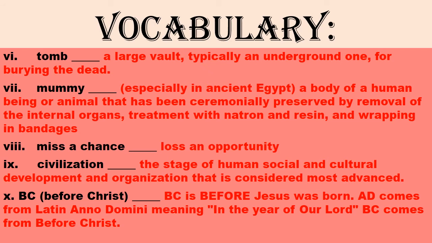Number 9, civilization, the stage of human social and cultural development and organization that is considered most advanced. Number 10, BC or before Christ. BC is before Jesus was born. AD comes from Latin Anno Domino, meaning in the year of our Lord. BC comes from before Christ. Right, students? So these are some vocabularies which you will get to know while you listen to the audio or read the text, right?